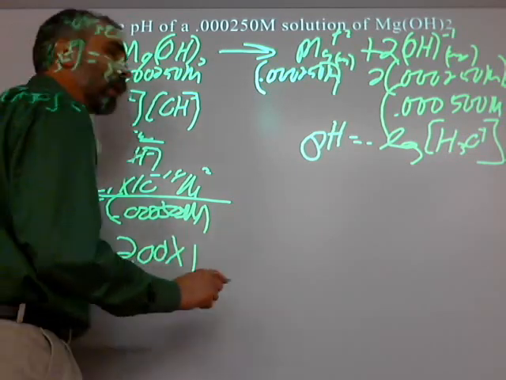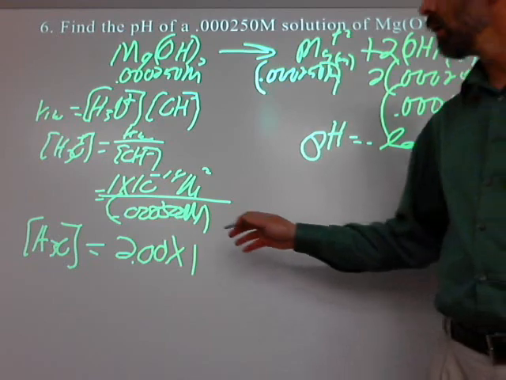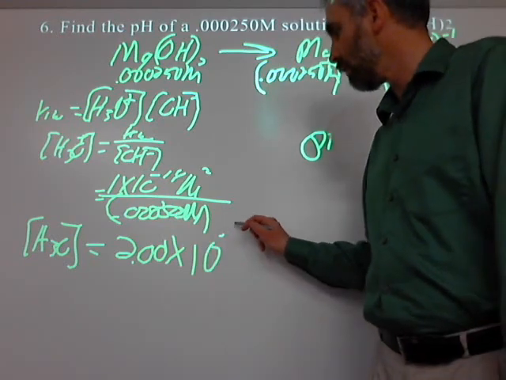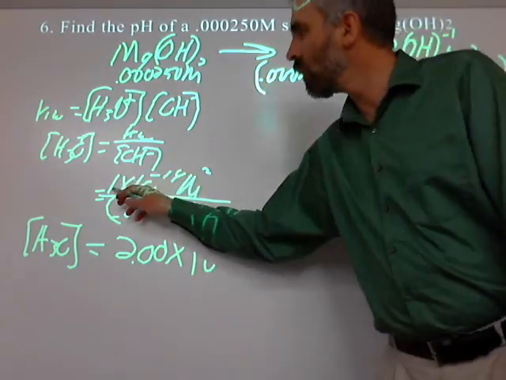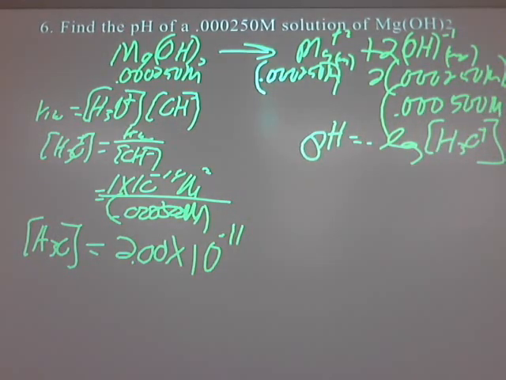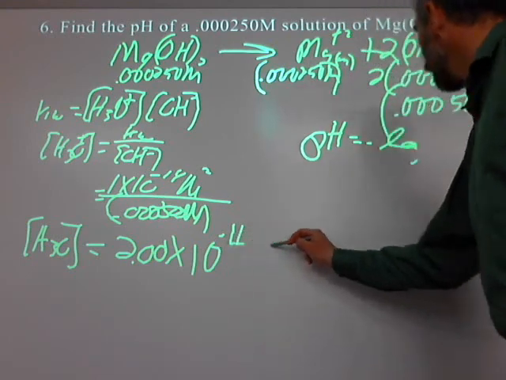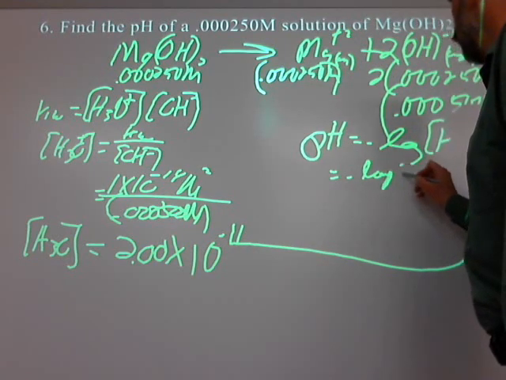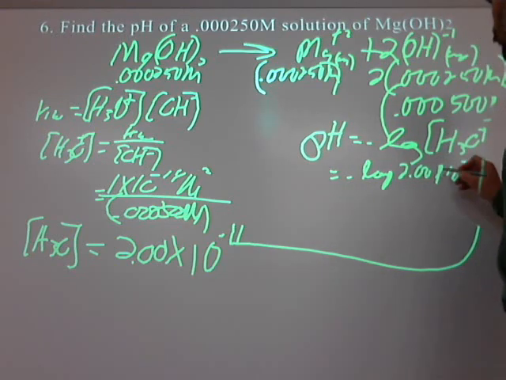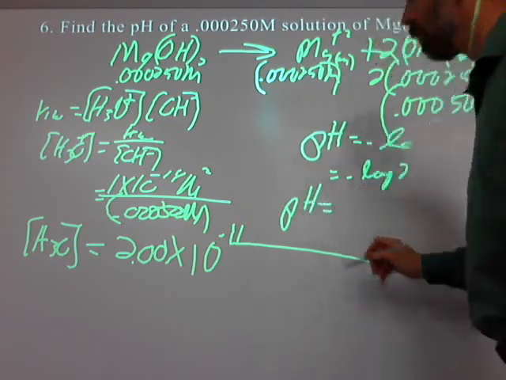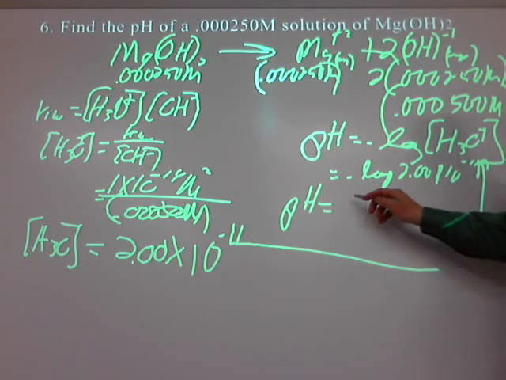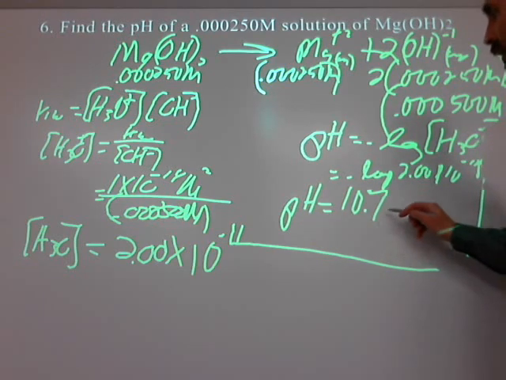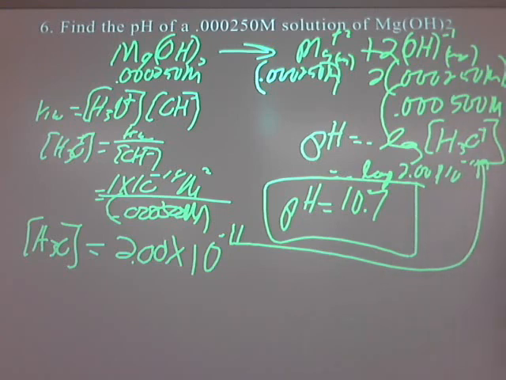2.00 times, and by the way, significant figures do count as well, times 10 to the what? Negative 11th? I told you not to use that 1 times 10 to the negative 14 as your significant figures. Use what you're given in the problem. All right, that's the number that goes in here. So it's the negative log of 2.00 times 10 to the negative 11th. What's my pH in this problem? What is it? 10.7. Everybody get that?